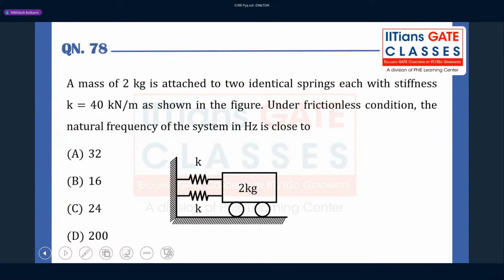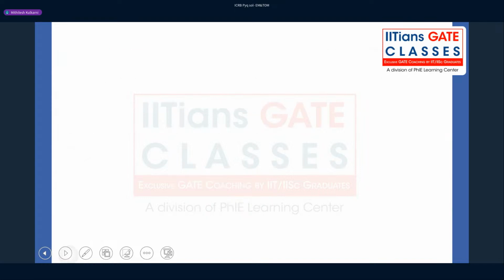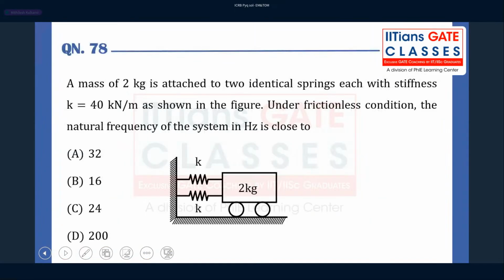I think this is the last question from this year. Let's try to understand. It's from the vibrations topic. We have a mass of 2 kgs attached to 2 identical springs with the stiffness K of 40 kilonewton per meter as shown in this figure. Under frictionless condition, the natural frequency of the system is what we have to calculate. We know that these two springs are connected in parallel. So the equivalent stiffness is K plus K, which is 80 kilonewton per meter. And they are asking us to find the natural frequency in hertz.